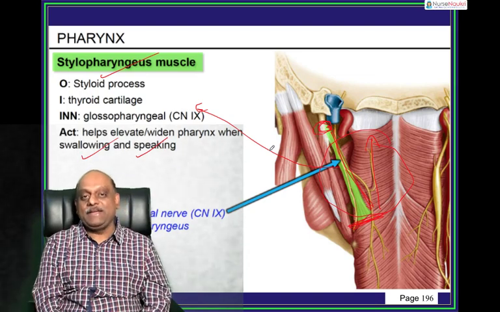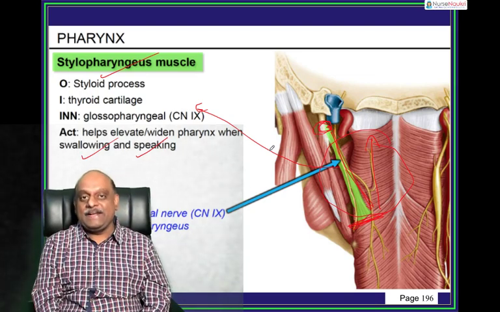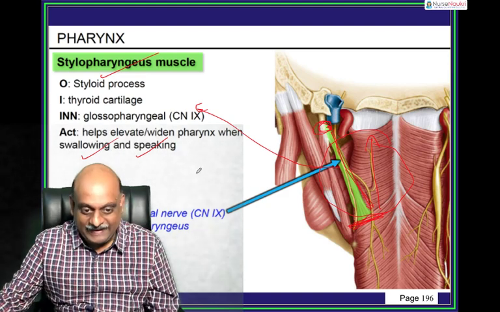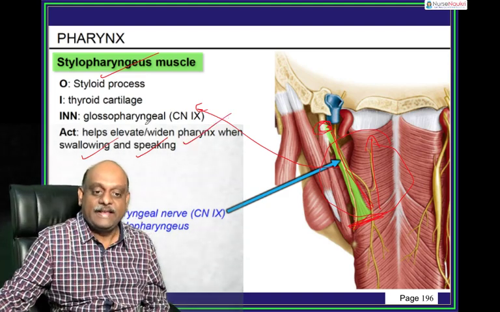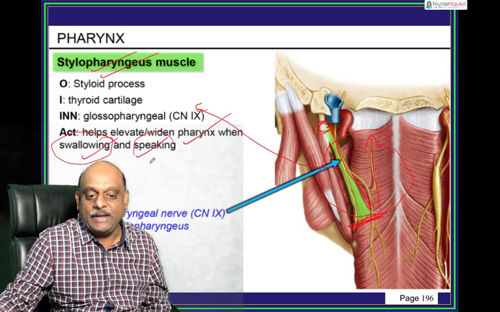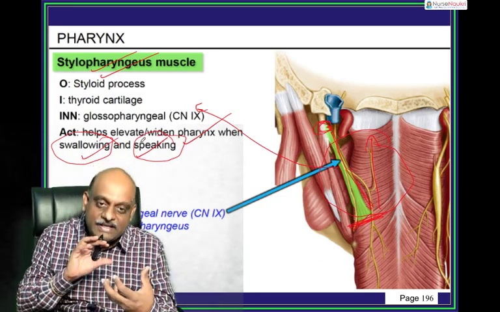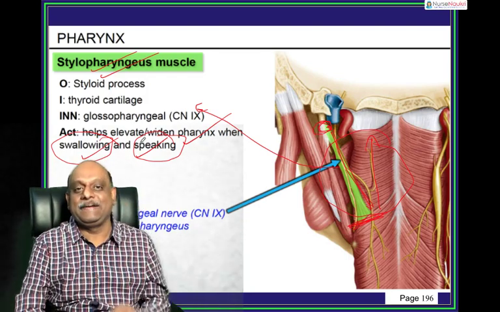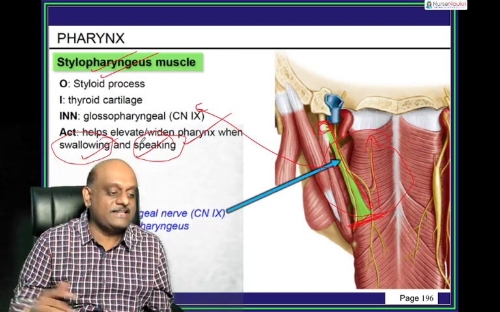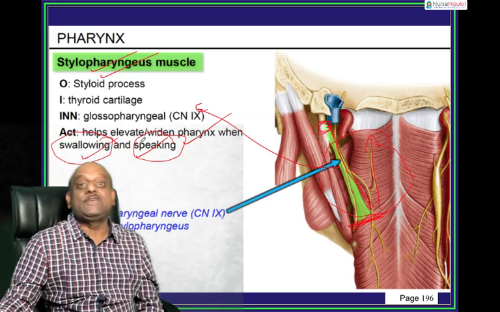So after becoming a medical student, I learned that elevation of the pharynx is the function of stylopharyngeus. Swallowing and speaking are very closely related to each other. And the pharynx and esophagus are very close to the larynx. So that is the reason you have to be very careful about aspiration, doctor.